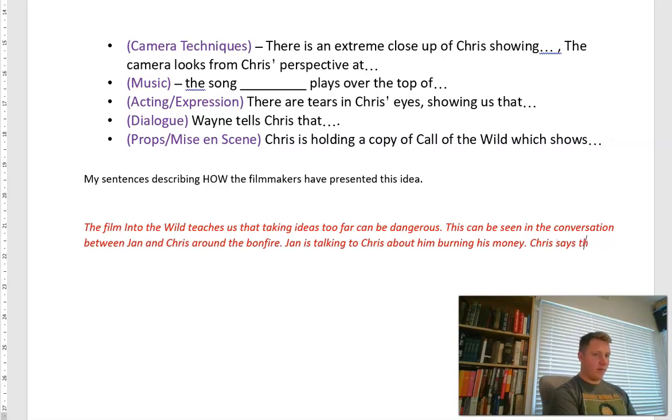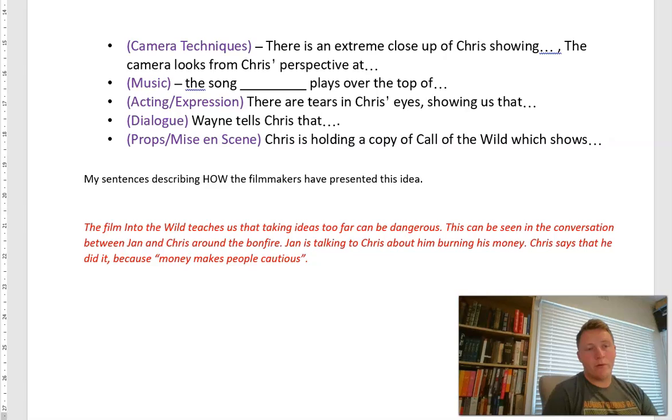Okay. Now, Chris says that he did it because, and I can use the quote, money makes people cautious. Alright? And he says that money makes people cautious, so he's wanting to take a little bit of a risk. So I might do a quick sentence explaining what he's really meaning there. So Chris says that he did it because money makes people cautious.